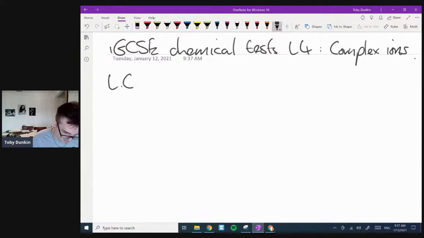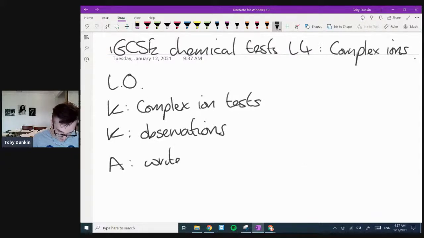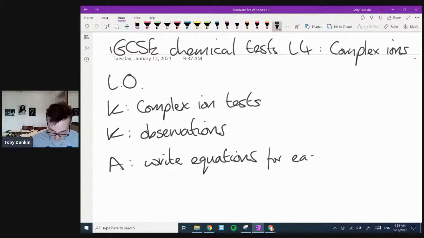Okay, so learning objectives. Number 1, know the complex ion tests. Number 2, know your observations. Number 3, be able to write equations for each test. Write equations for each. I like it.